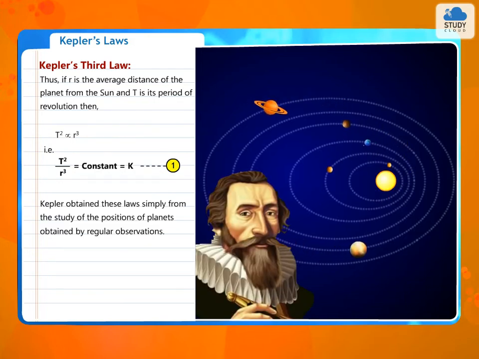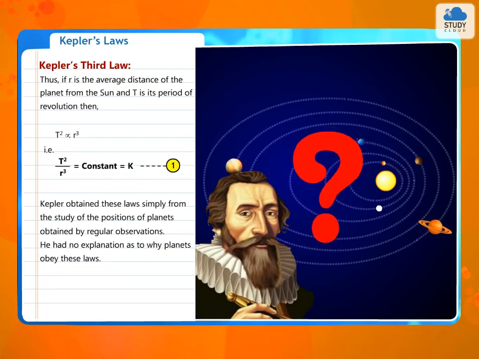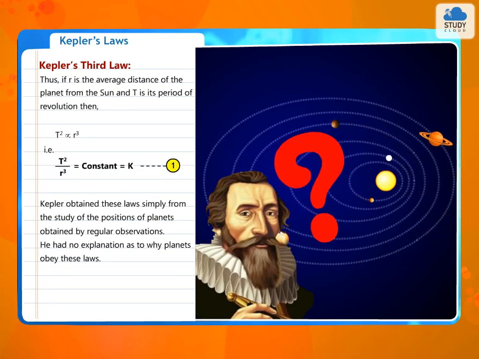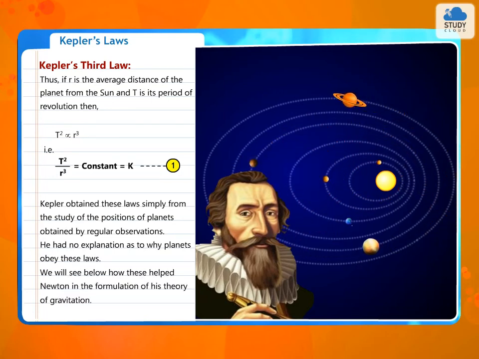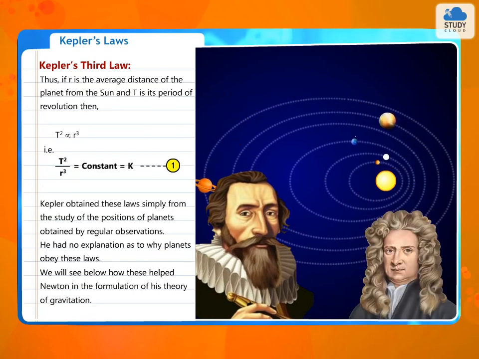Kepler obtained these laws simply from the study of the positions of planets obtained by regular observations. He had no explanation as to why planets obey these laws. We will see below how these helped Newton in the formulation of his theory of gravitation.